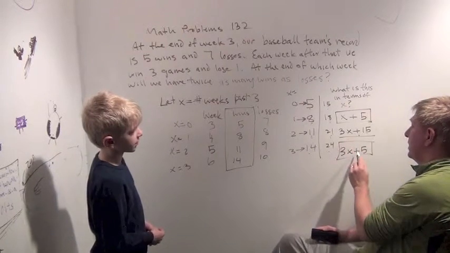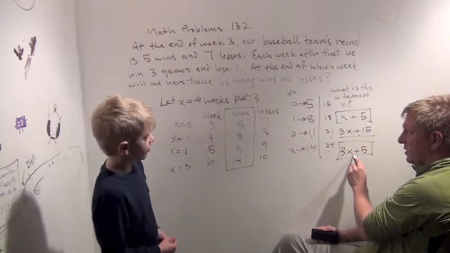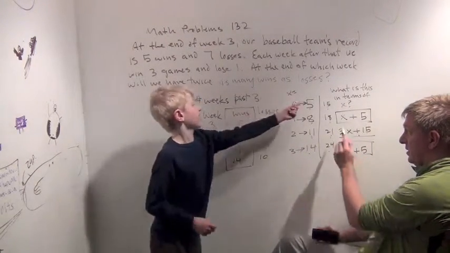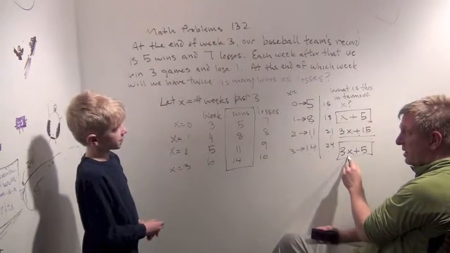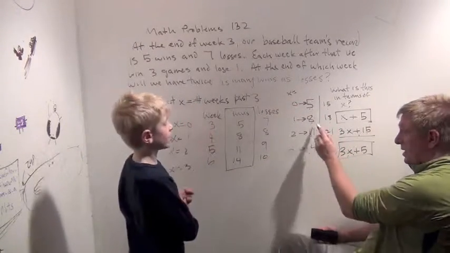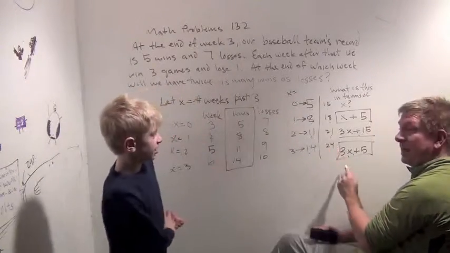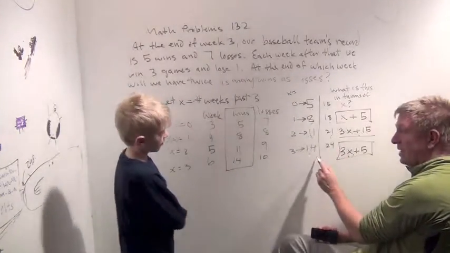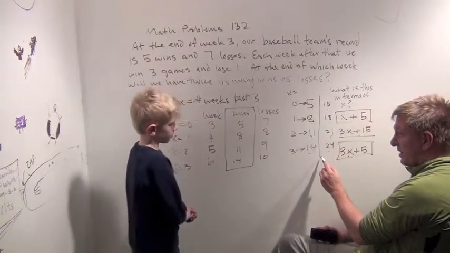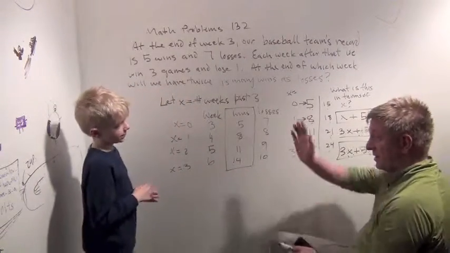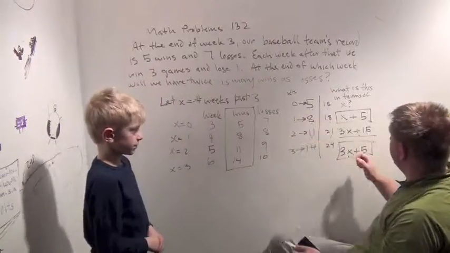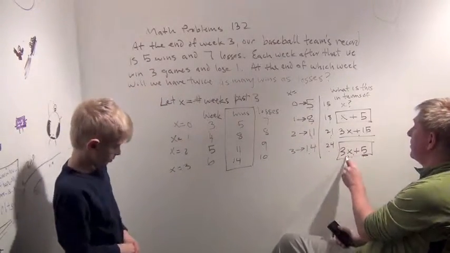Let's try. At 0, where am I? It's 3x plus 5, that's 5. At 1, where am I? 3 plus 5 is 8. At 2, where am I? 6 plus 5 is 11. At 3, where am I? You're at 14. Figured it out. So we start at 5, and we go forward by 3.